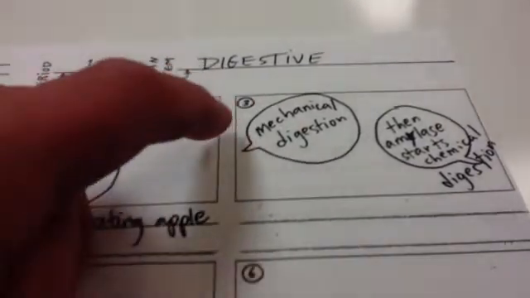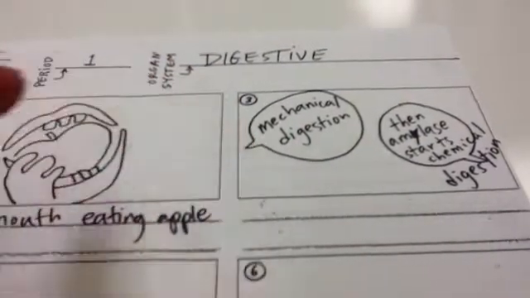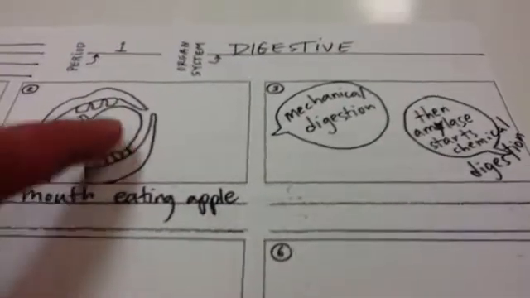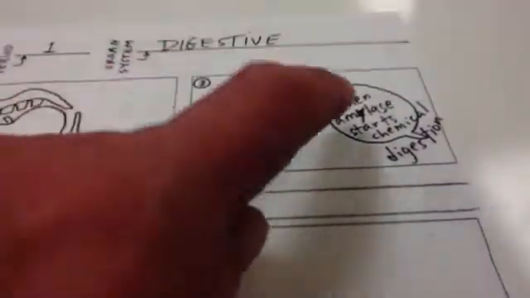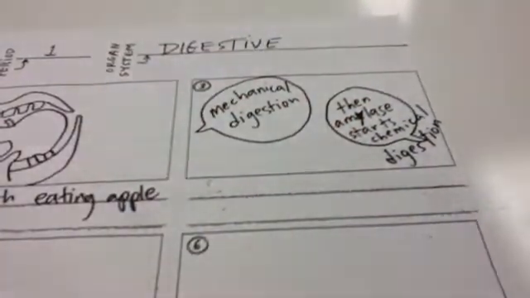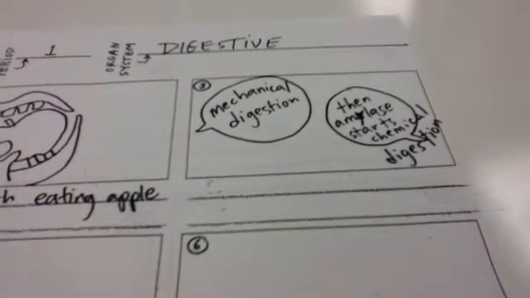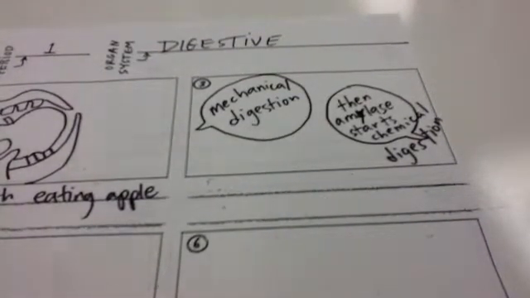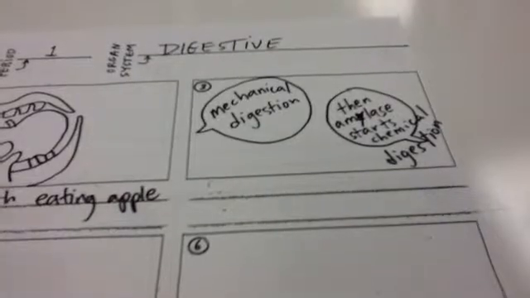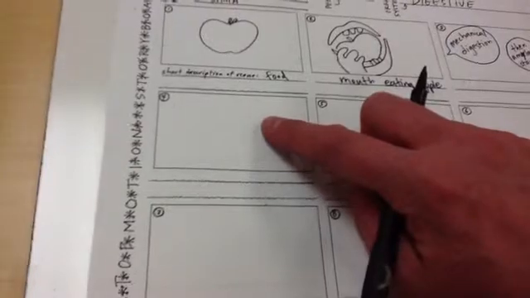I could use my little Pepe and Bolo characters to say, this is mechanical digestion when the mouth eats the apple. And then the other one could say, then amylase starts the chemical digestion, and you could draw something that looked like amylase. You could also just write this out on your whiteboard and take pictures of it, mechanical digestion, or then amylase is added, and then your next scene could be what amylase looks like.